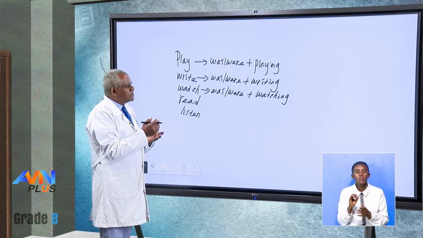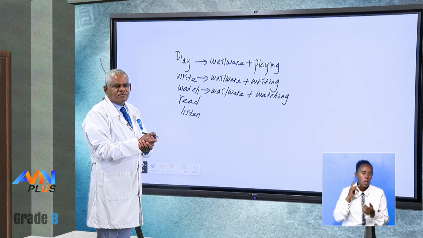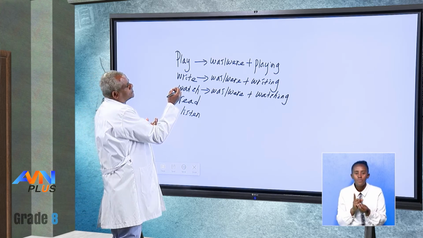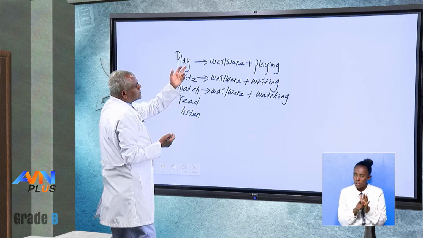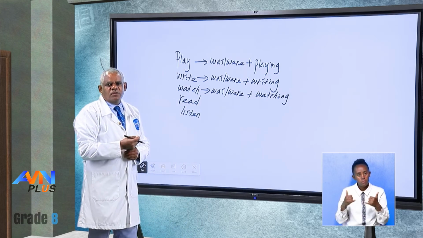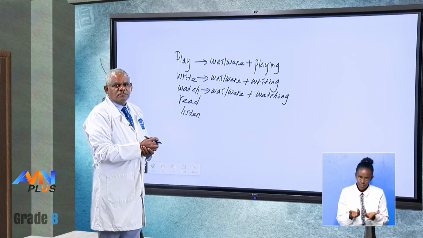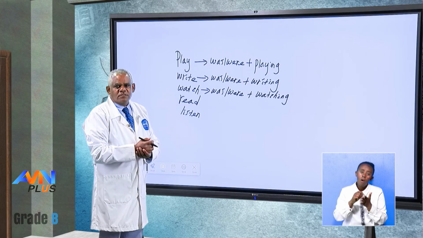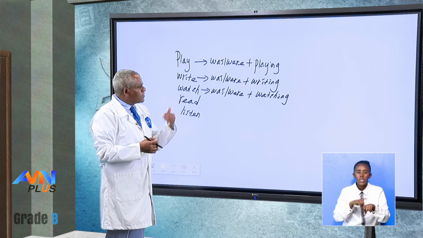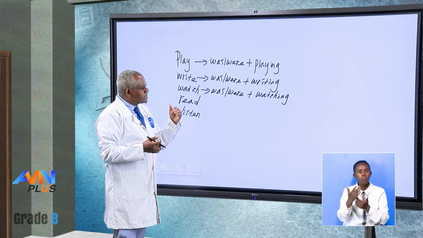So when it comes to the actual form of the tense, it is easy to make the past continuous tense. What we have to add is the subject. For instance, she was playing a game. He was writing a letter. He was writing a note. He was doing his homework. They were writing their homework. They were discussing the issue. These are all past continuous tense.